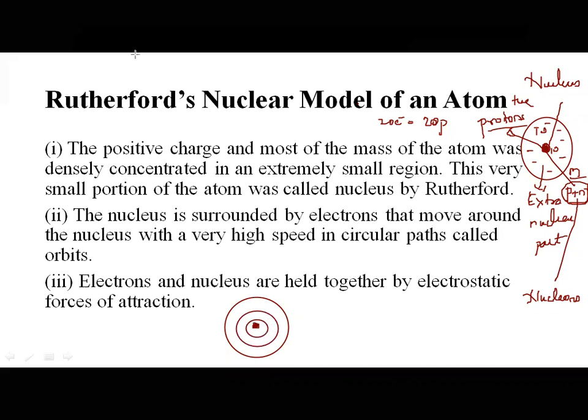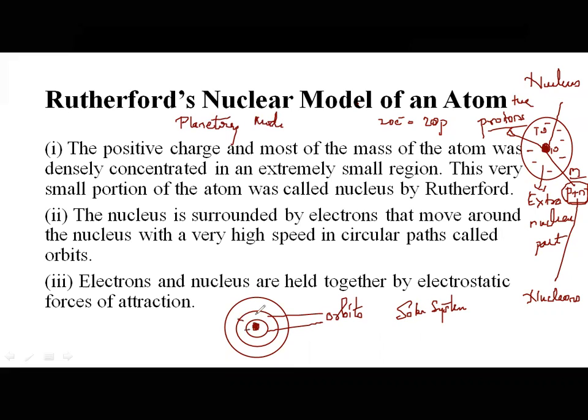Okay, so the electrons were present revolving around the nucleus in these imaginary paths, and those imaginary paths were called orbits. So the atom resembles your solar system. The sun is the nucleus, and all the planets revolving around the sun are our electrons. Therefore, Rutherford's model is also called the planetary model.